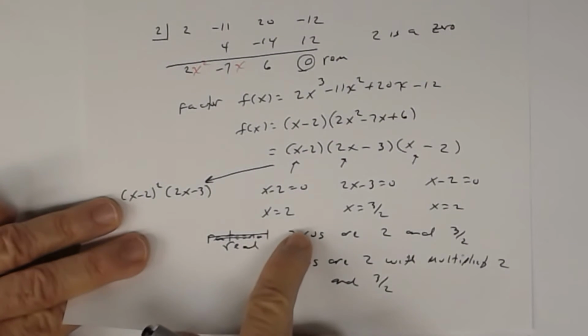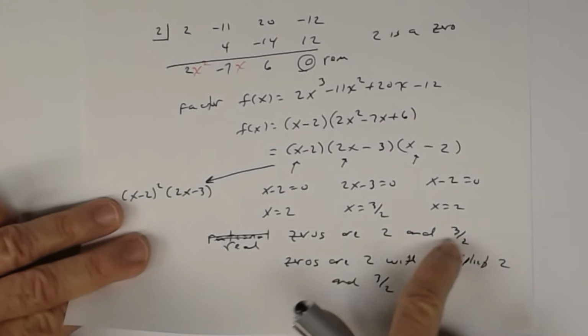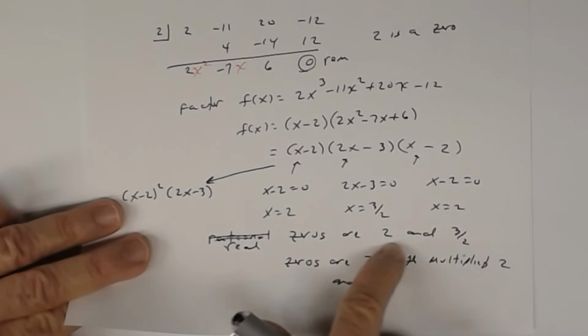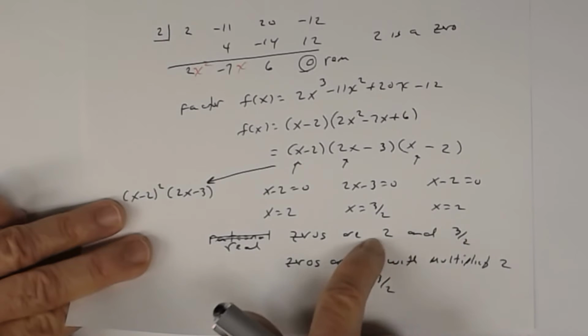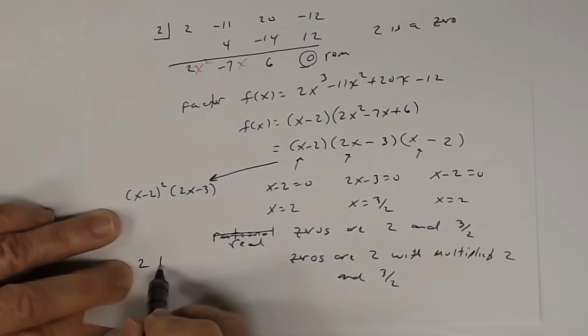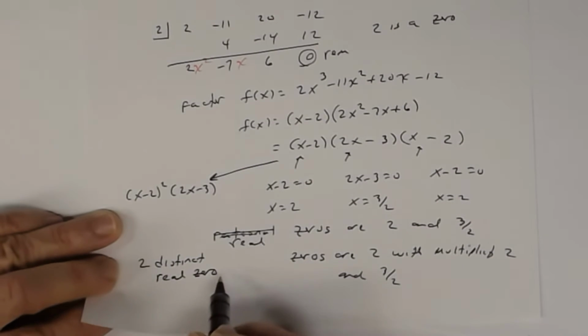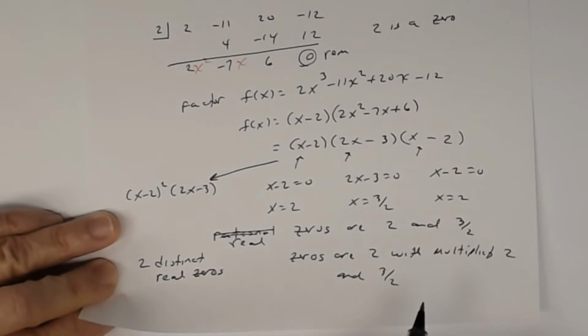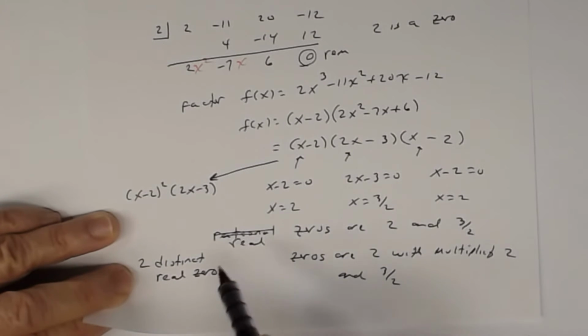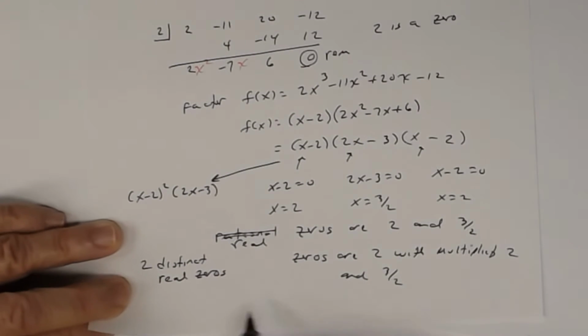It just turned out that you only have two distinct zeros. 2 occurs as multiplicity 2, and 3 halves occurred only once. All right, so you have 2 distinct real zeros. You still have 3 zeros, but 2 are distinct. 2 are different. 2 and 3 halves. So you see you have 2. It just so happens that the 0, 2 has multiplicity 2 because it occurred twice. All right, sometimes we call this a double root.